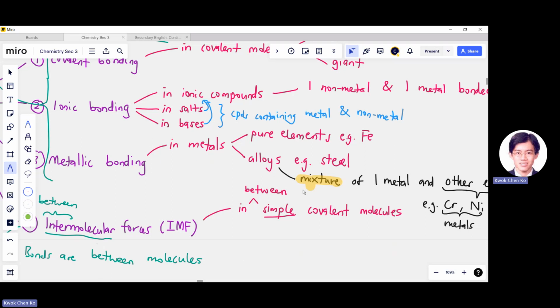One other thing that I think I emphasized last week, anytime you see the word molecules, it is definitely involving covalent bonds. All right, covalent bonds are present anytime you see the word molecules. So don't use this word lightly. Molecules must contain covalent bonds.